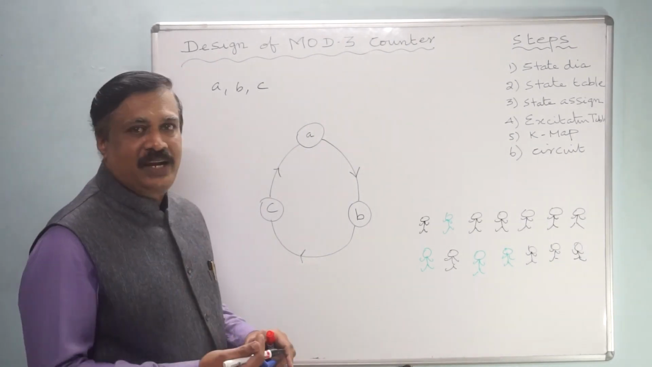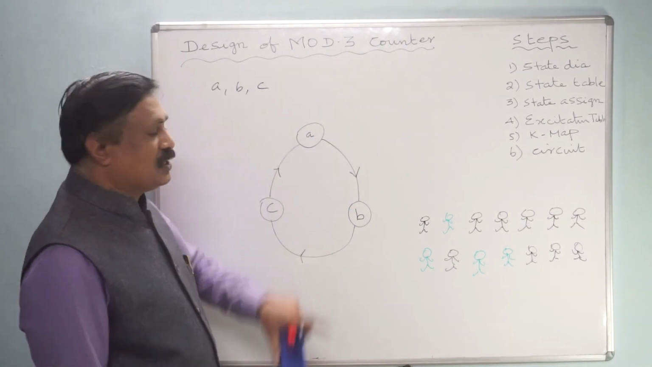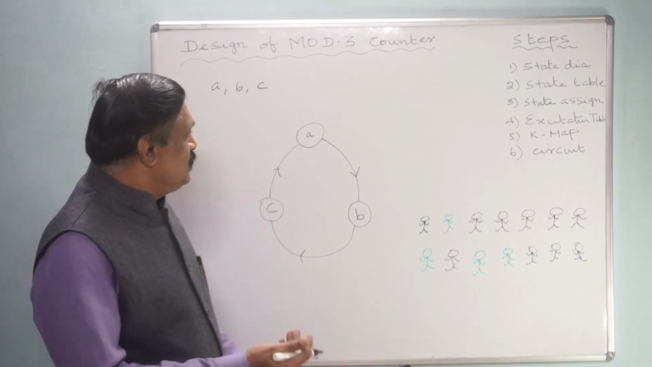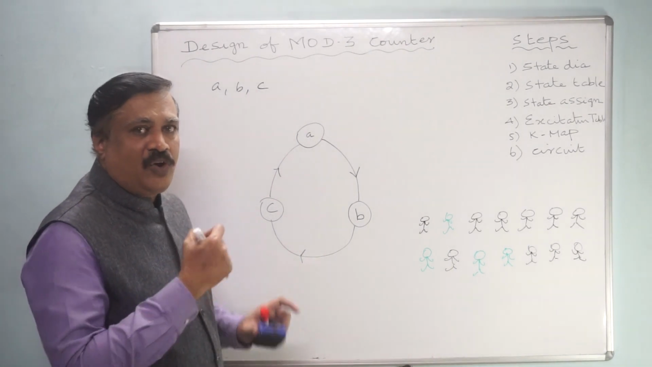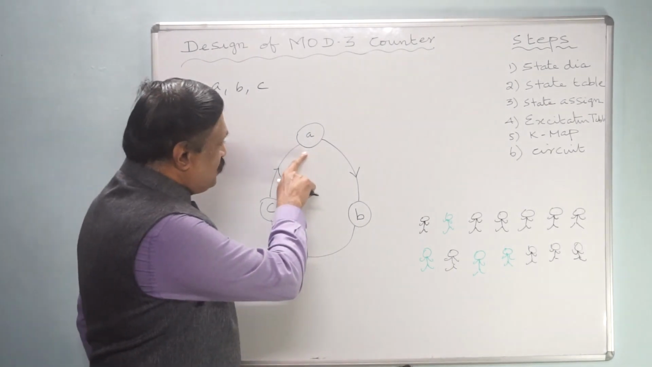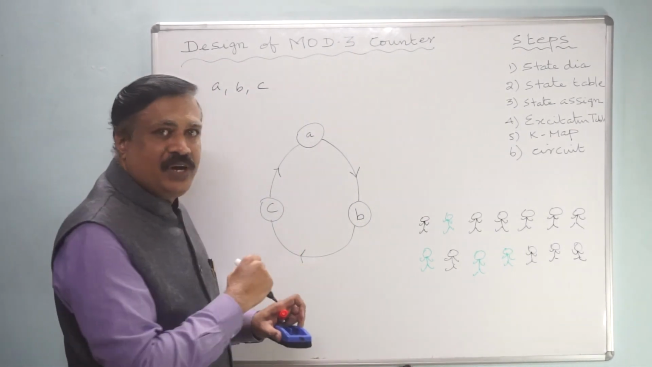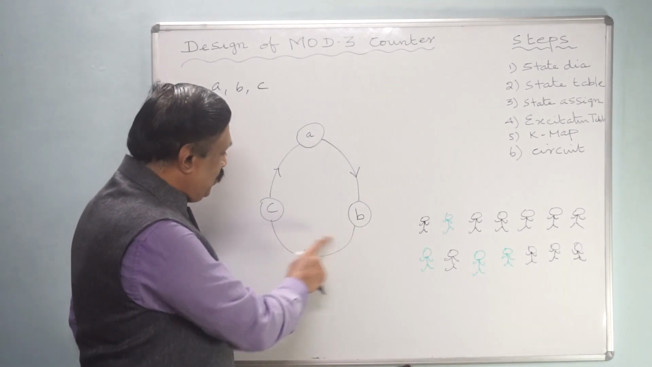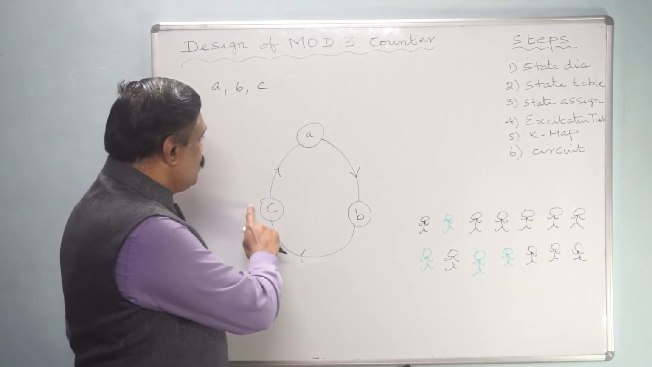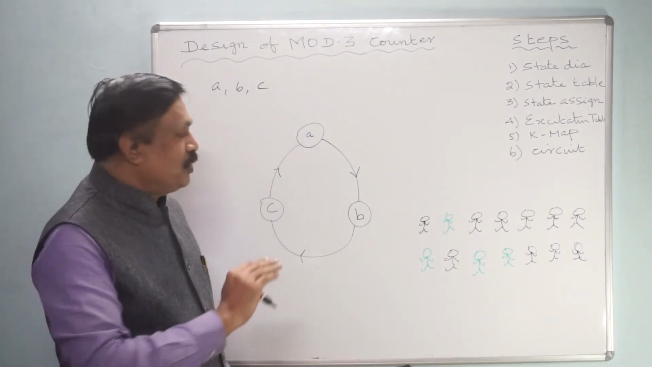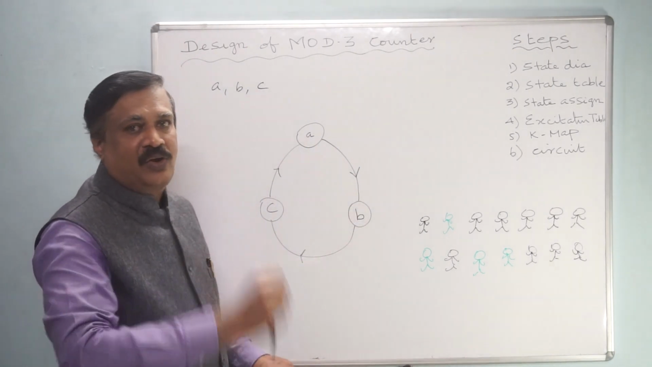Now what is meant by a state diagram? In a mod 3 counter we have 3 states. I told you A, B, C are the 3 states. Let us start with state A. When you give a clock pulse, it changes to B. Transition occurs. If you give the next clock pulse, then the B to C transition occurs. If you give the next clock pulse, then the C to A transition occurs. That means the transition occurs repeatedly for every clock pulse.